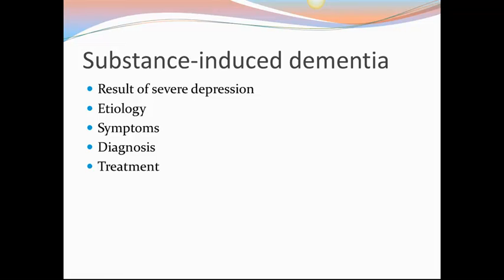Substance-induced dementia is a result of severe depression. Etiology is brain cell death from toxic drugs or toxins. Symptoms are mental impairment and decreased cognitive ability. Diagnosis is history and physical, family report, and mental exams. And treatment is really rehabilitation and psychocounseling.